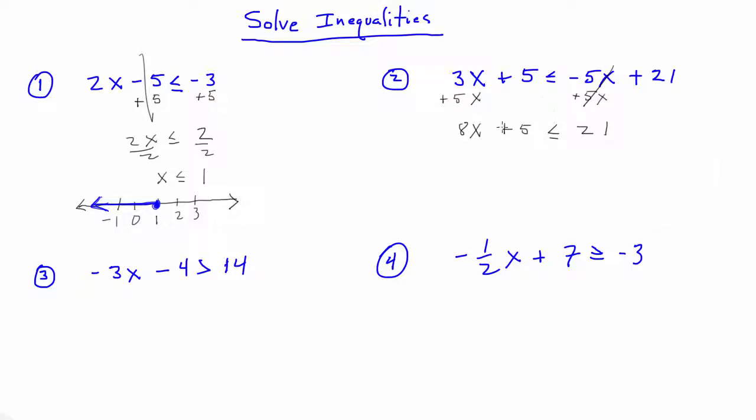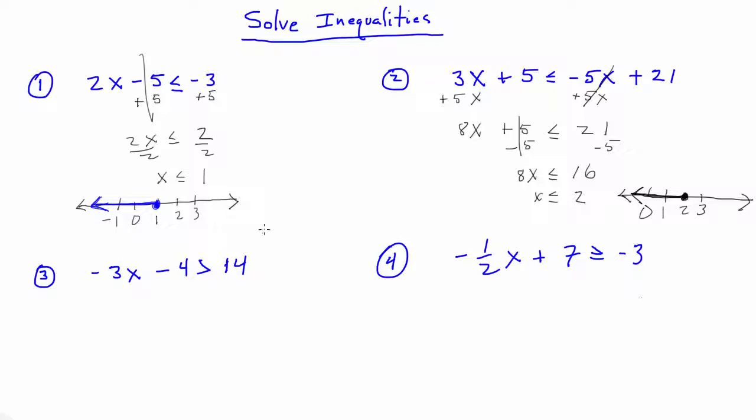All right, let's see. So we're going to subtract 5. And this cancels, leaving us 8x less than or equal to, let's see, 16. And dividing by 8, getting ahead of myself, looks like x is less than or equal to 2. Okay, and then a number line answer. All right, we got a dot on 2, and everything to the left of that. There we go.